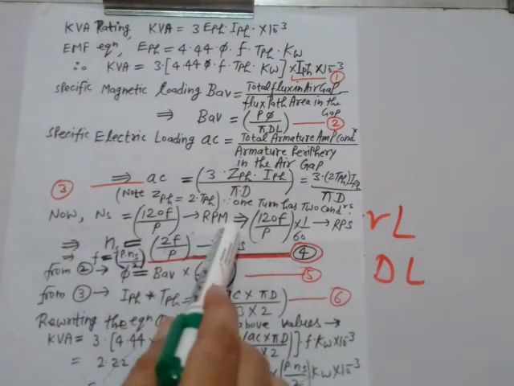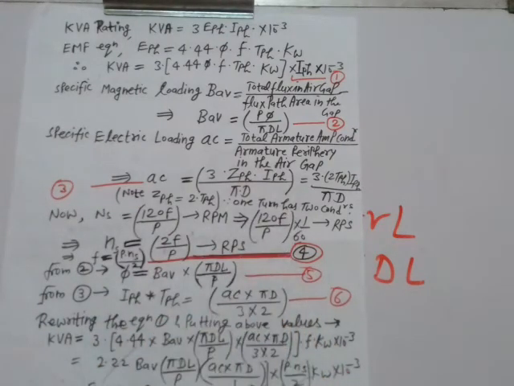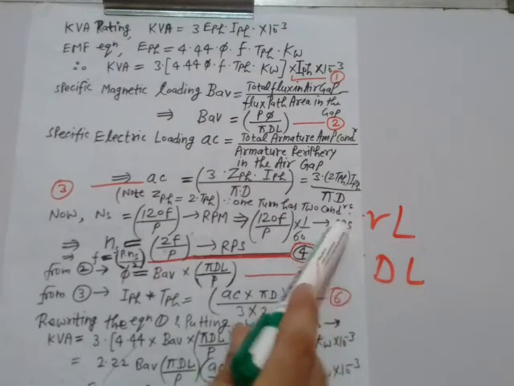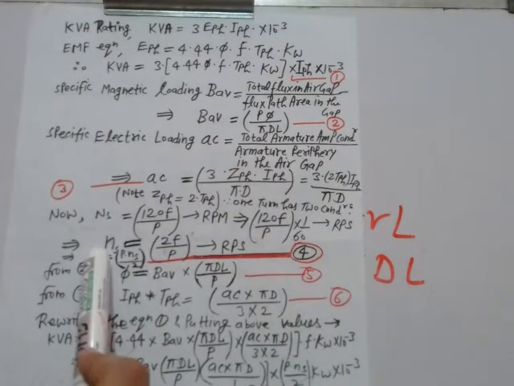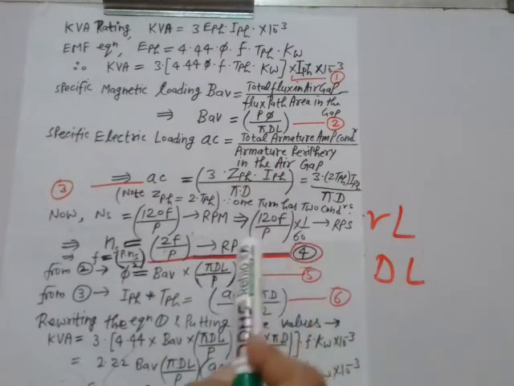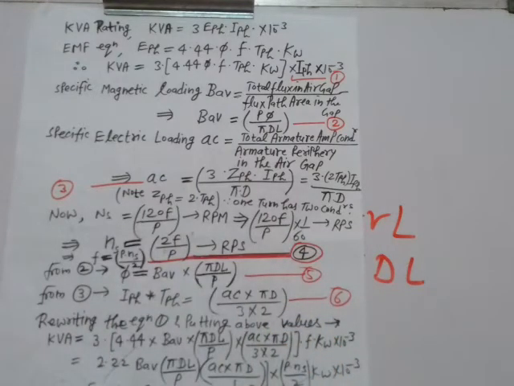It is in revolutions per minute, so it is 120 f by P. Now if you want to calculate in revolutions per second, then you divide it by 60, right? So small ns is equal to 60 gets cancelled by this 120, so it becomes 2f by P. Small ns is 2f by P, in revolutions per second. So from here calculate frequency f is P ns by 2, right?